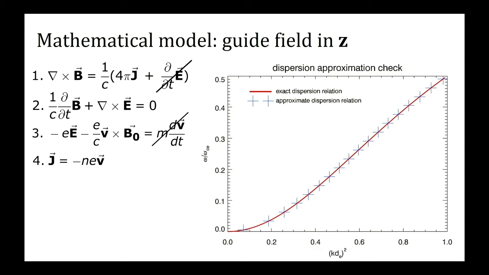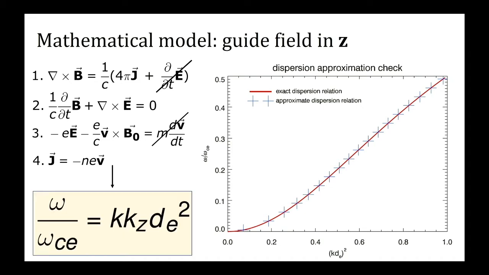This plot shows the relationship between 2 parameters that fall out from these 4 equations. The red curve is the exact relation. The blue pluses are the relationship after making these 2 approximations. And we can see that in the regime that we care about, the approximation is almost perfect to the exact. So indeed, these approximations are justified. And after solving these equations, you can come up with a useful dispersion relation, which relates the frequency and wave number of the wave, along with a couple of plasma parameters thrown in, getting the units right.